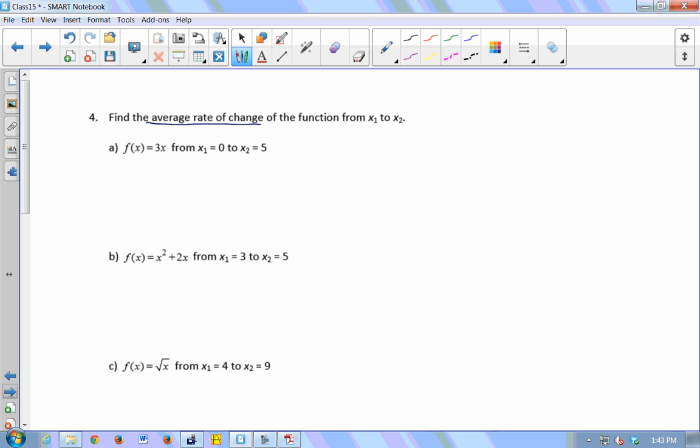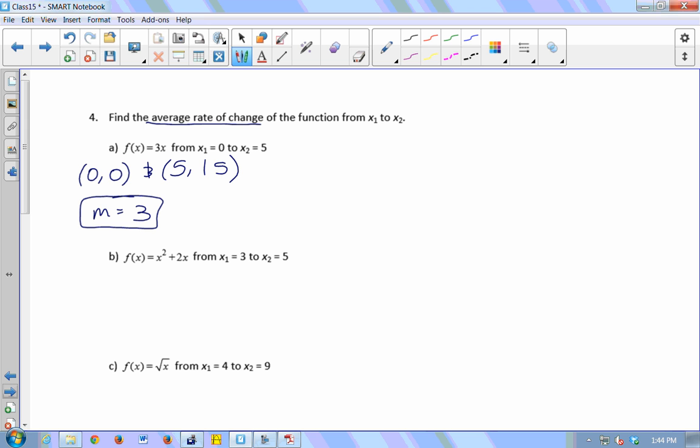Yeah. So I'm going to have 0, comma 0. When I plug a 0 into 3x, I get 0. And 5, comma 15. And then what's my slope? 3. Oh, that's also the slope of the line, right? F of x equals 3x has slope 3. Do you think that that is a coincidence? Did I just happen to get a slope of 3? Right. The slope of the line is always 3.